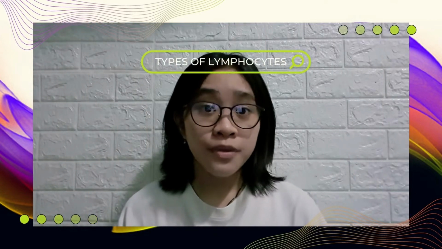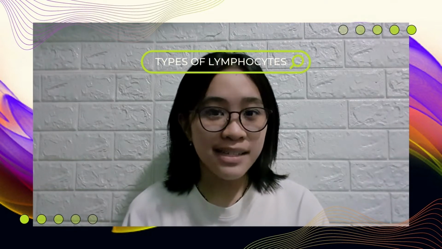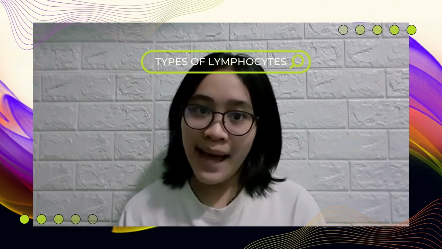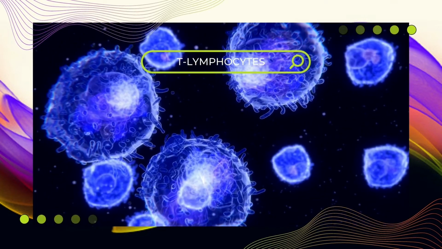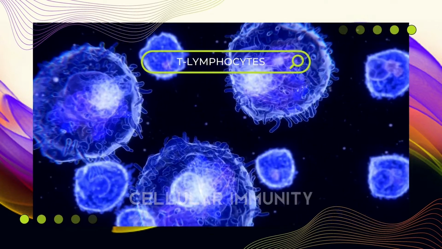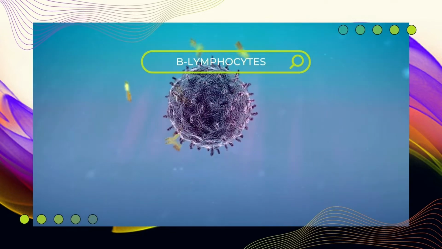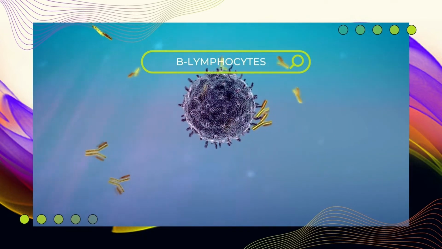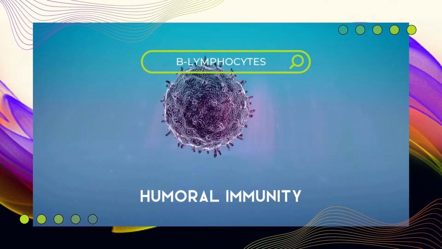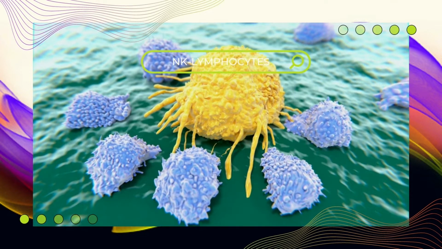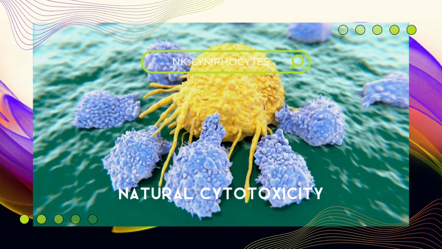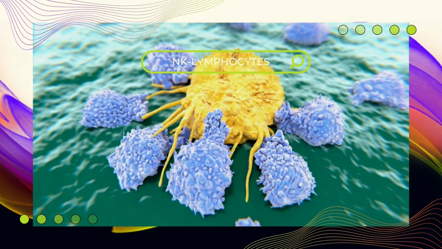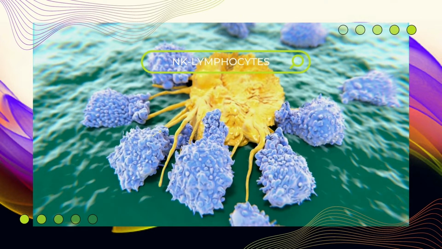And did you know that there are 3 types of lymphocytes? What are these, you may ask? First, we have the T lymphocytes, which participate in the process of cellular immunity. Second, we have the B lymphocytes that participate in the process of humoral immunity. And lastly, we have the NK lymphocytes, which provide natural cytotoxicity against cancer cells and virus-infected cells.